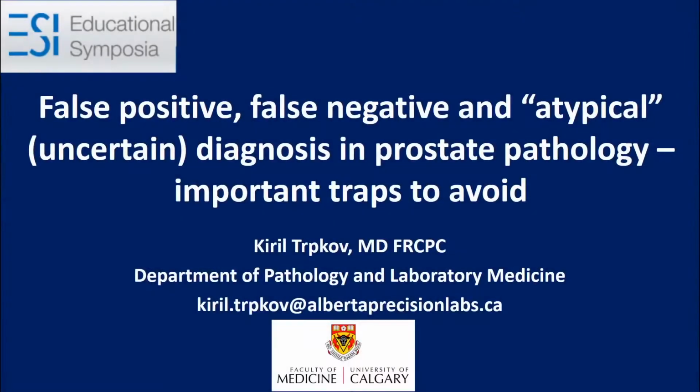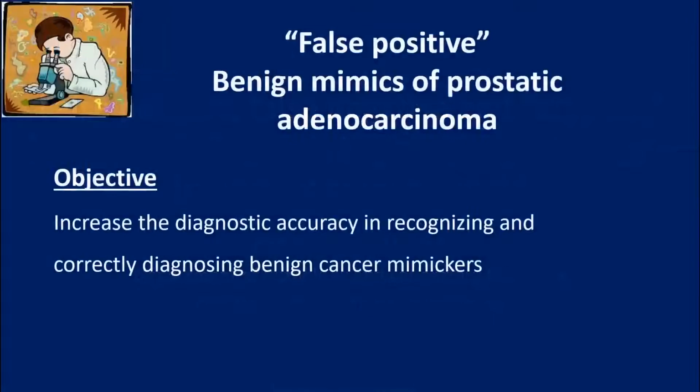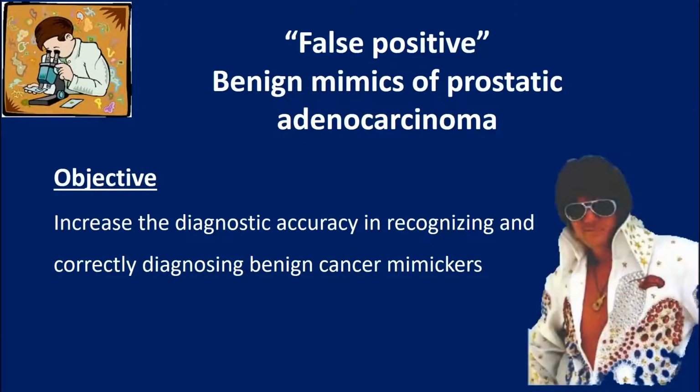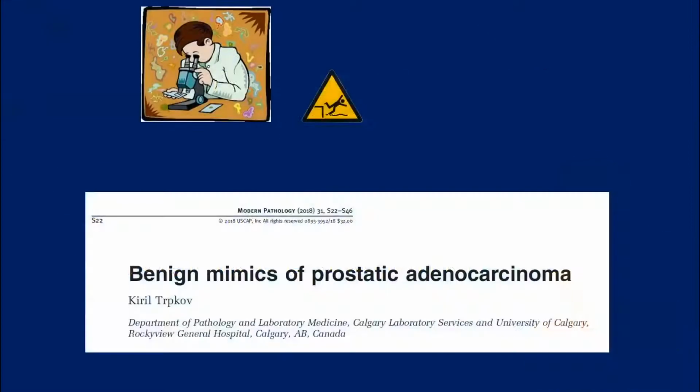In this lecture, we'll deal with false positive, false negative, and atypical or uncertain diagnosis in prostate pathology, three different topics that comprise important traps to avoid in prostate pathology. First, we'll deal with false positives or benign mimickers of prostatic adenocarcinoma, and I hope this helps you increase the diagnostic accuracy in recognizing and correctly diagnosing benign cancer mimickers, or distinguishing the imposters from the real thing.